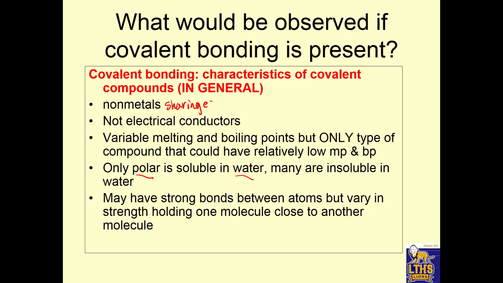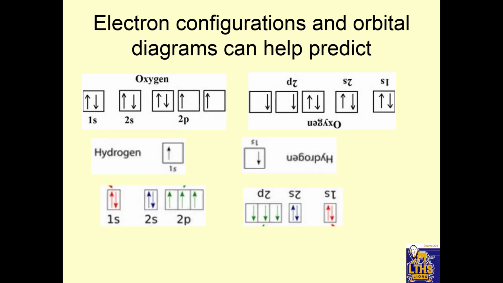Okay, the bonds between atoms are very strong in covalent bonding. But once you have those little molecules, what's holding the little molecules together is a different story. Okay? All right, so electron configurations can help us predict what kind of bonds will form between atoms to make molecules.